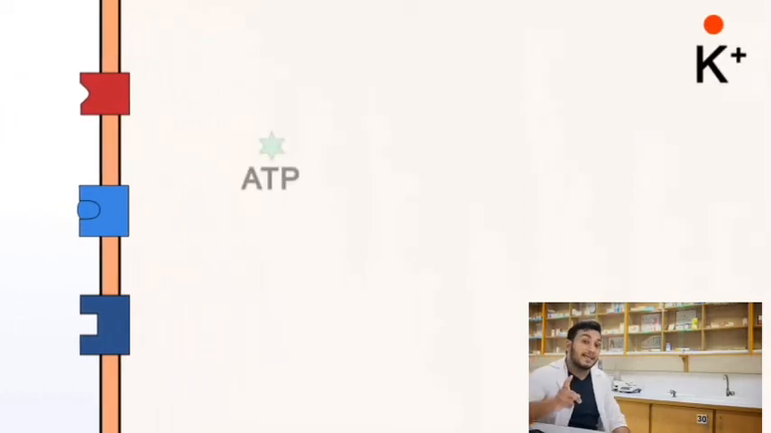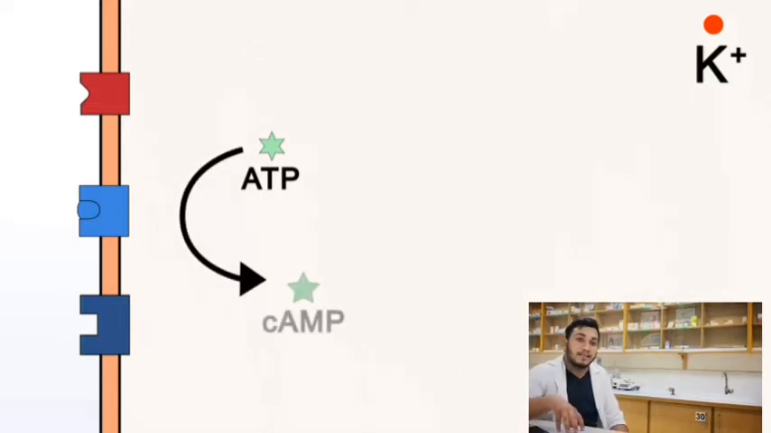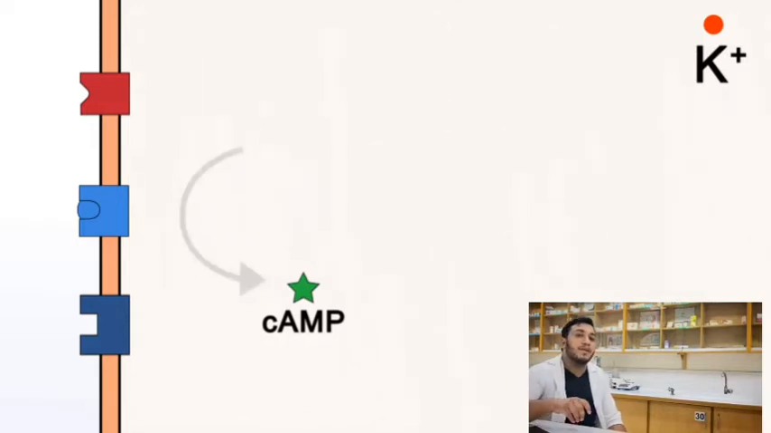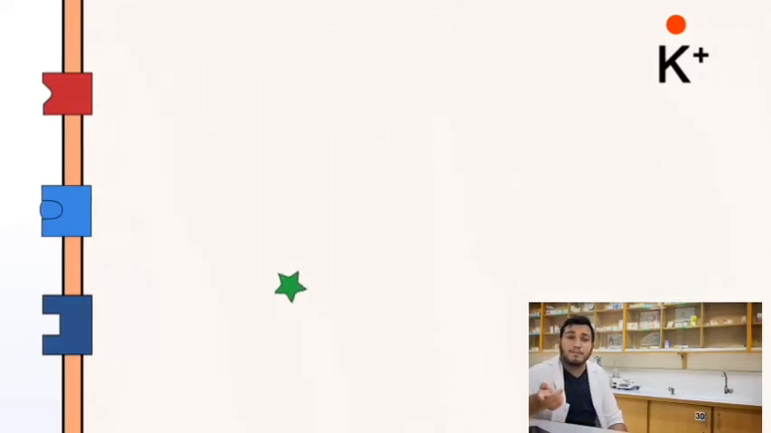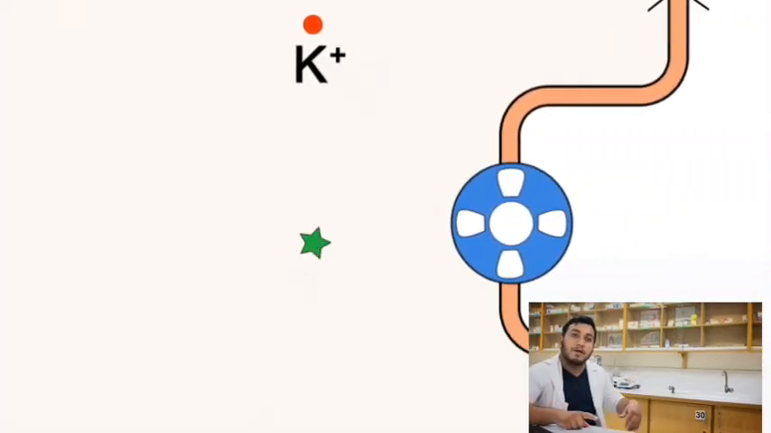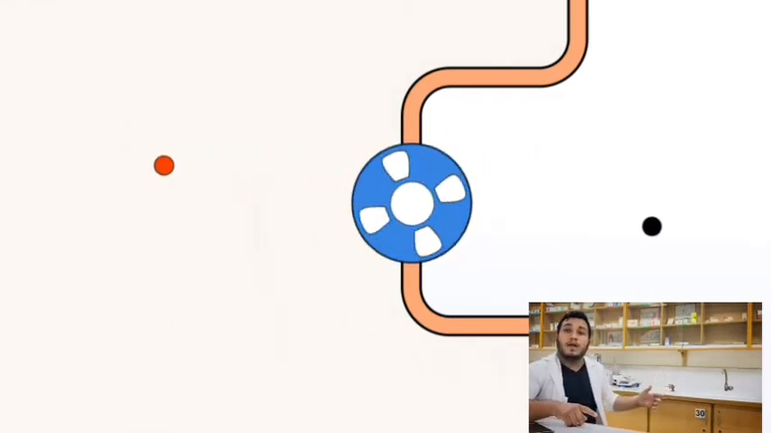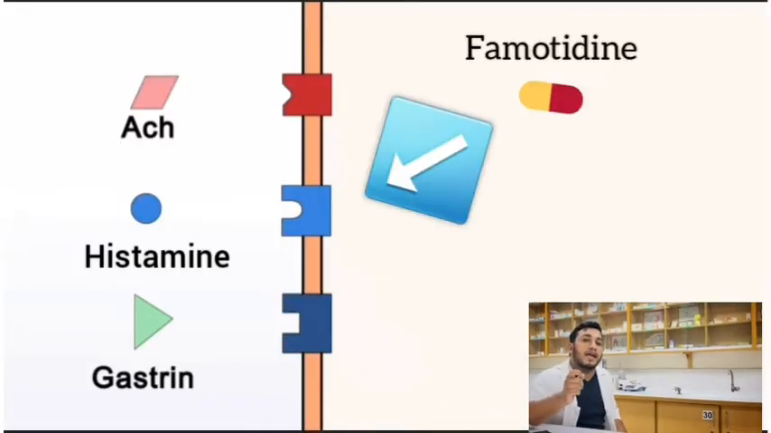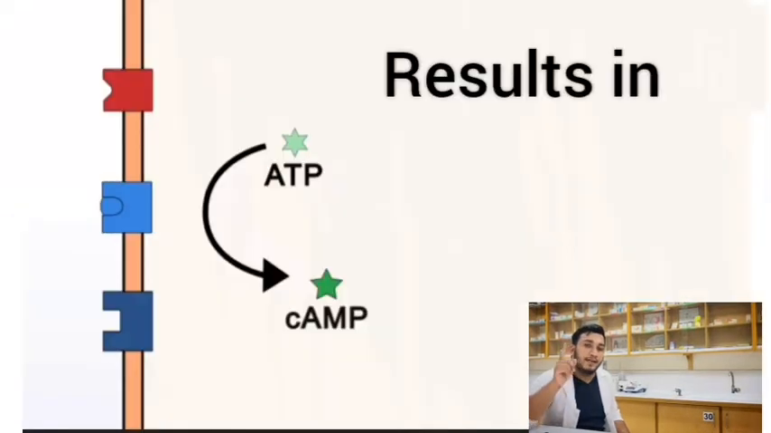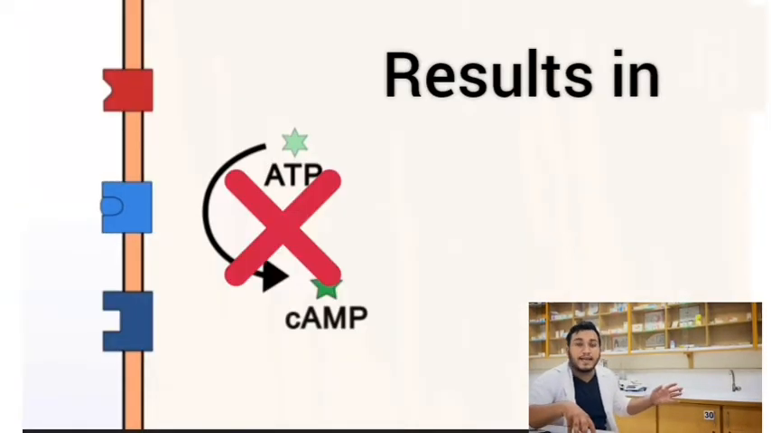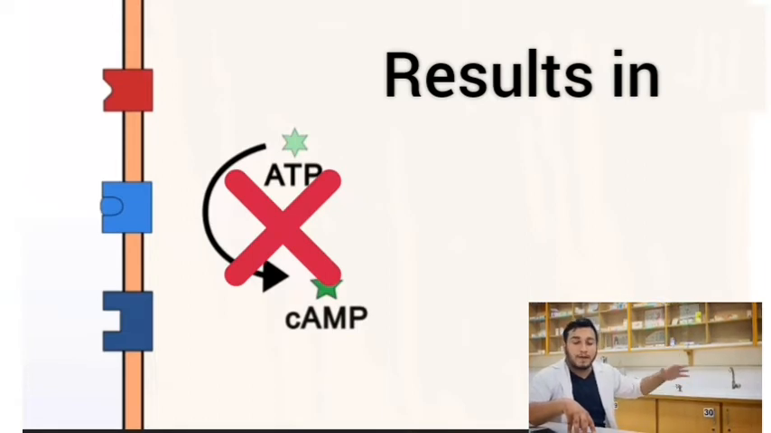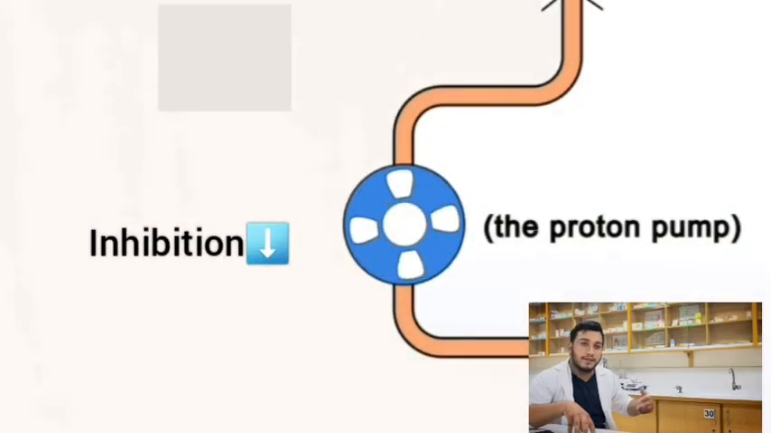But the second thing, cyclic AMP, is produced by the H2 receptor present in the parietal cell, which converts ATP into cyclic AMP. The cyclic AMP enhances the effect of the proton pump. Thus, more protons move into the lumen and more HCl is produced. Our drug famotidine blocks the action of the H2 receptor, which results in decreased levels of cyclic AMP. Thus, the action of the proton pump is inhibited and the HCl production is decreased gradually.